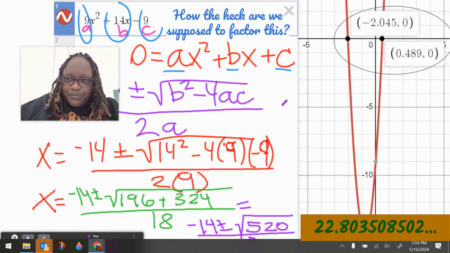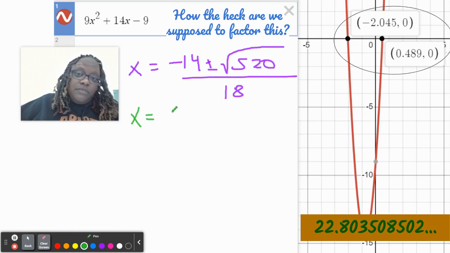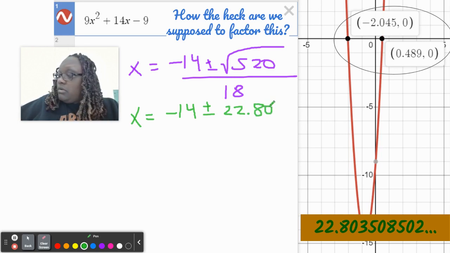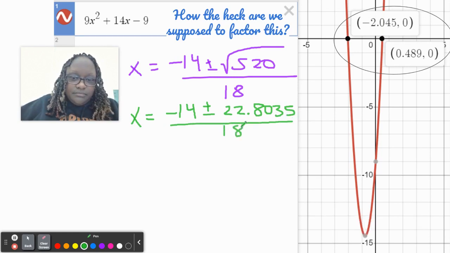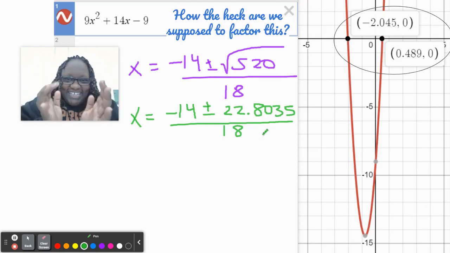So let me actually erase some of this up here. Okay. So now that we know the approximation of the square root of 520, I'm going to say negative 14 plus or minus 22.8035 divided by 18. Okay. See, it's already getting smaller for those of you that are looking at this like, oh my gosh, that's so much. But it's getting there. It's getting there.